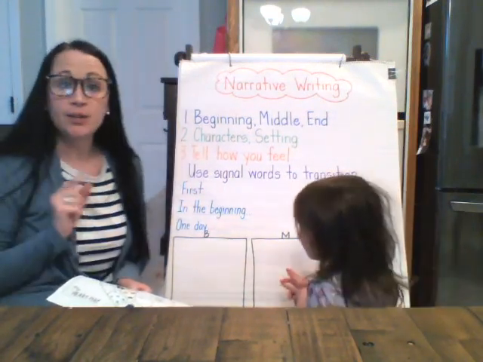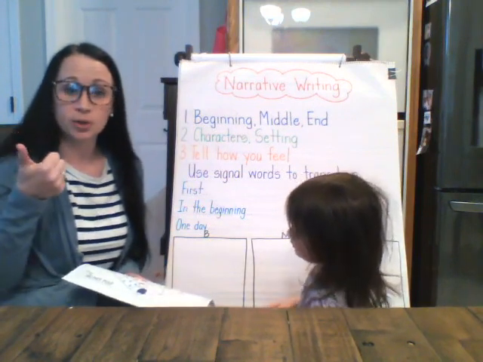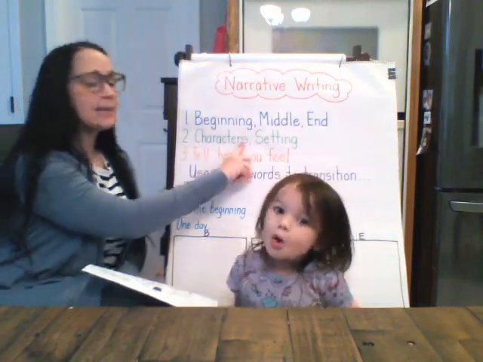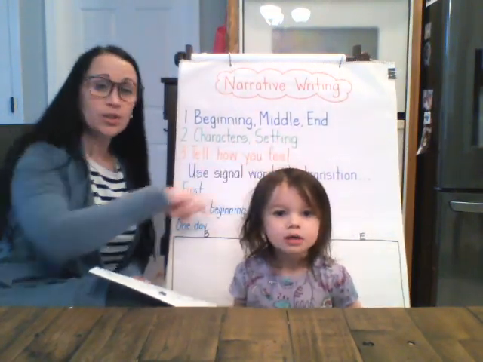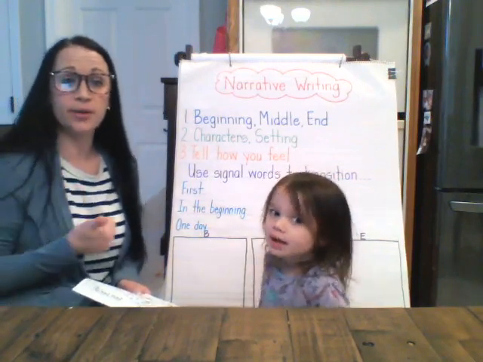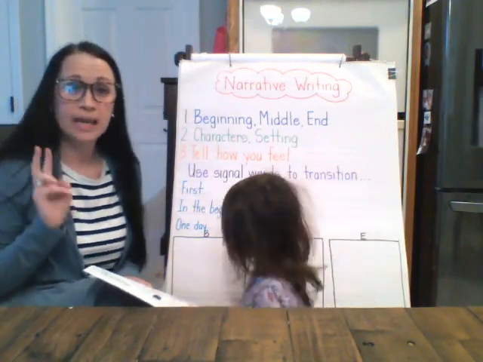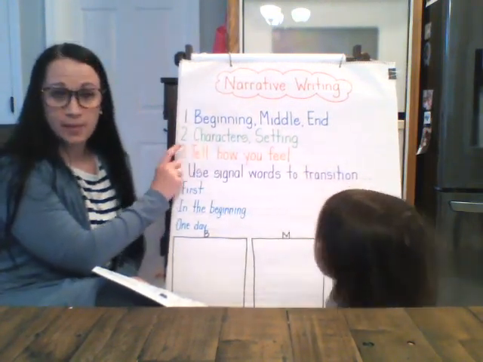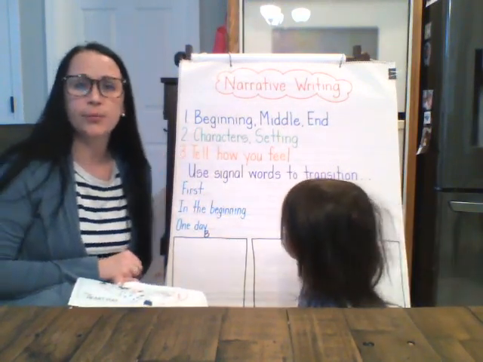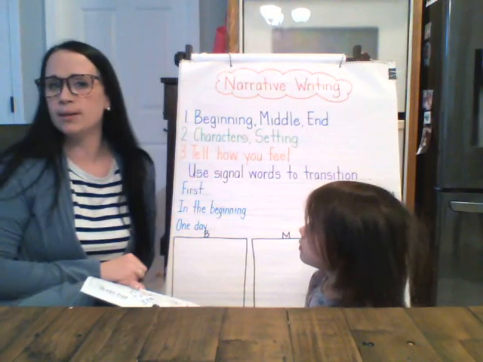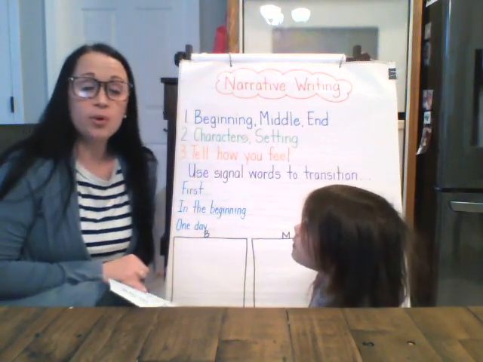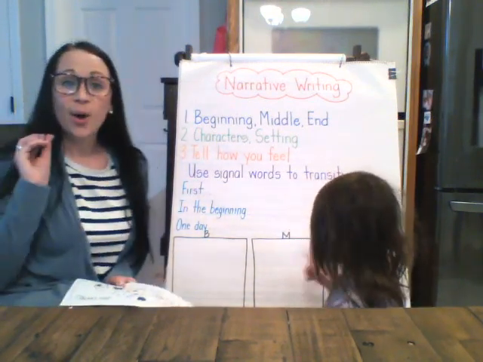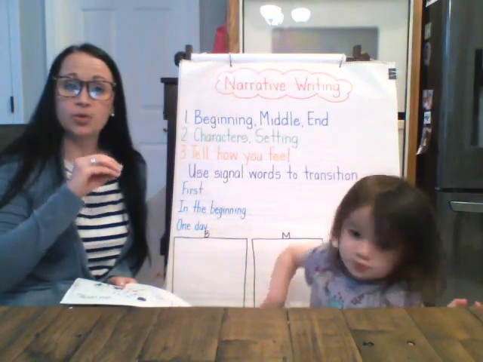The next part is you need to make sure you tell your reader who is in your story, where you are, and what you're doing. So we know these words, characters and setting. You need to make sure that you're telling me who is with you and where you are. Those are two really important parts of your narrative, okay? Number 3, and we talked about this last week too, is you need to tell me how you feel. If you were happy, if you were excited, if you were sad, make sure you put those feelings into your writing, okay?